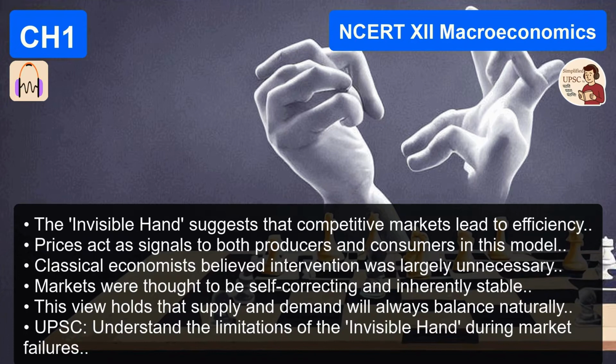Factories stayed idle. People stayed unemployed and became desperate. The market did not self-correct. It got stuck in a terrible equilibrium. Why? What was the flaw in the logic? Why didn't it fix itself?